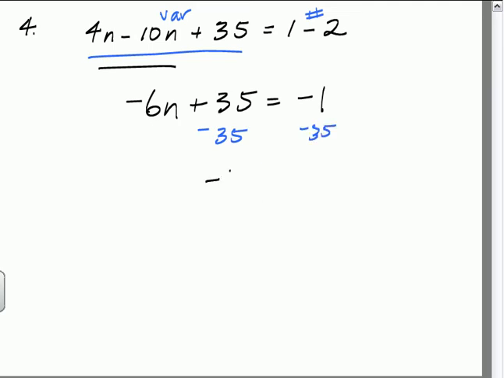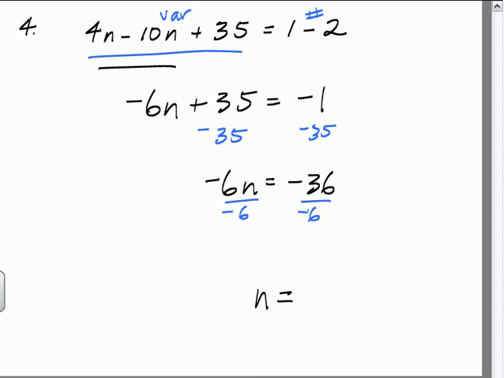Result, negative 6n equals negative 36. We're almost there. We've almost got n all by itself. What's in the way? That negative 6. What is negative 6 doing to n? It's multiplying, so that tells us we should do the opposite, which is divide by 6. Oops, I'm sorry, divide by negative 6.